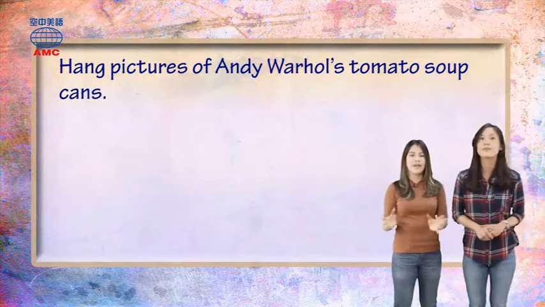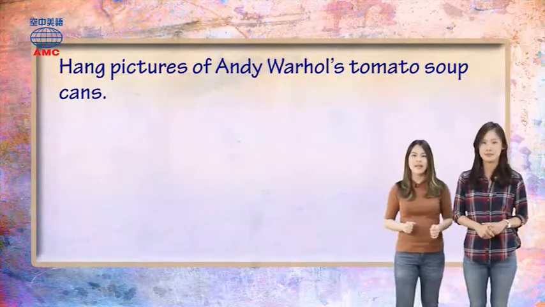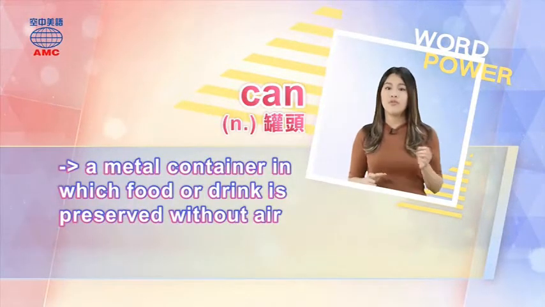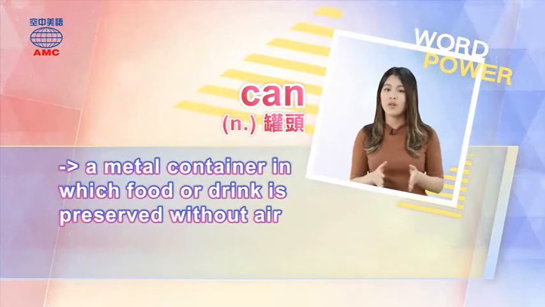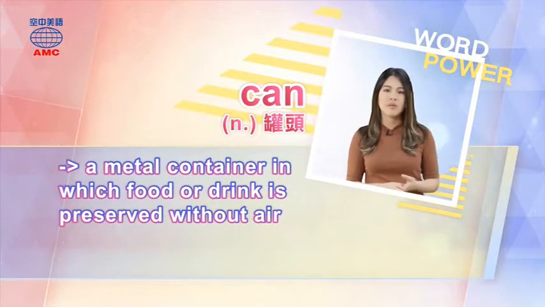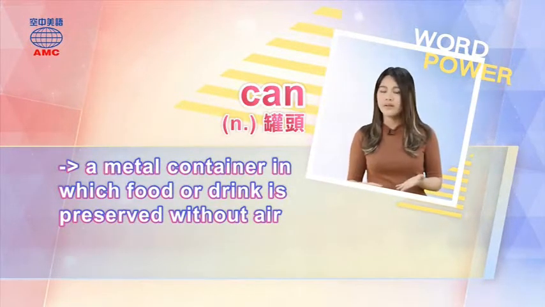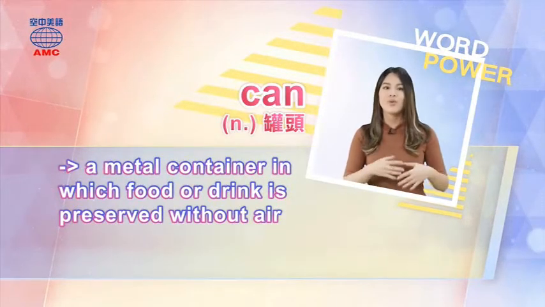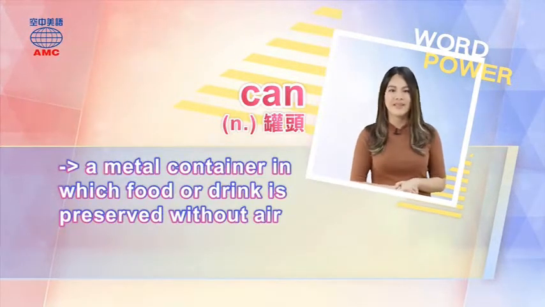All right, so we saw our power word, the word can. So tomato soup can. What is can? It's spelled C-A-N, can. A can is a metal container in which you can put food or drinks. This makes the food last for a long period of time. So sometimes we have canned beans, canned corn, or canned soup, and this makes the soup, the beans, or the corn last longer.